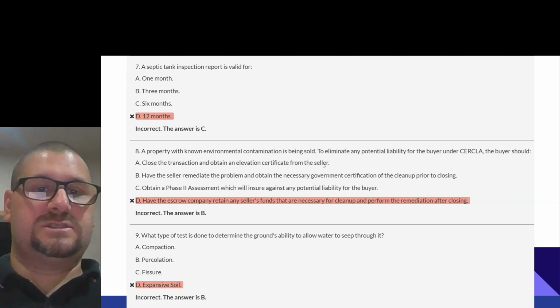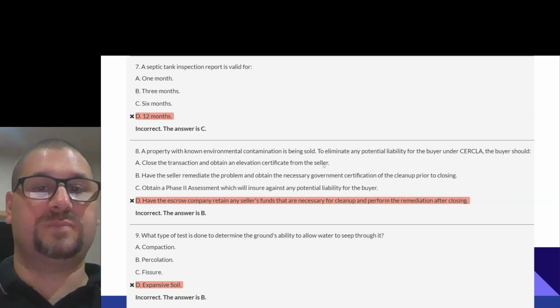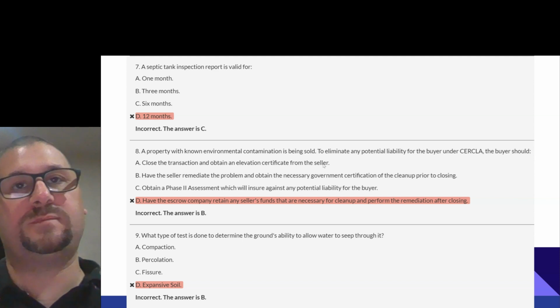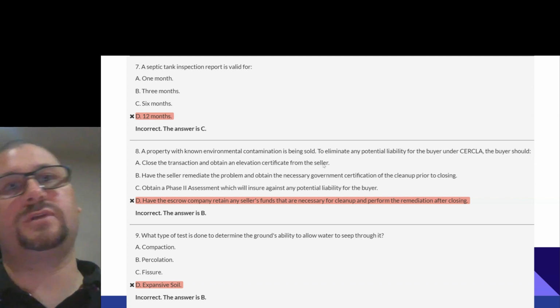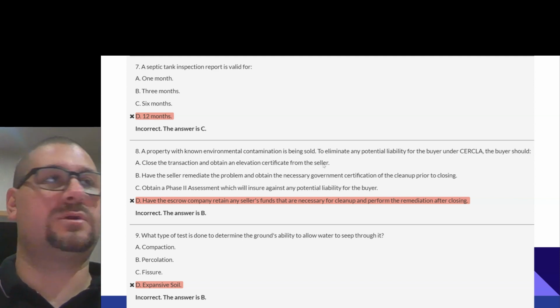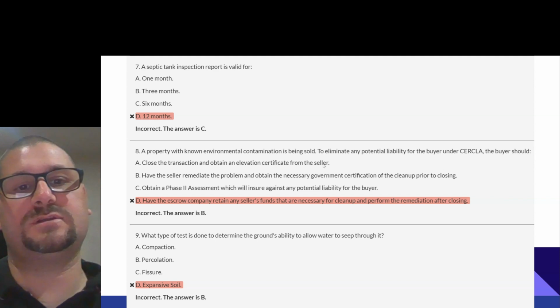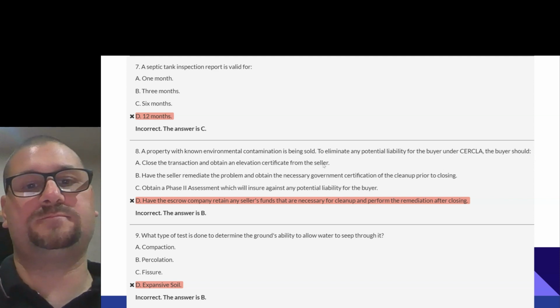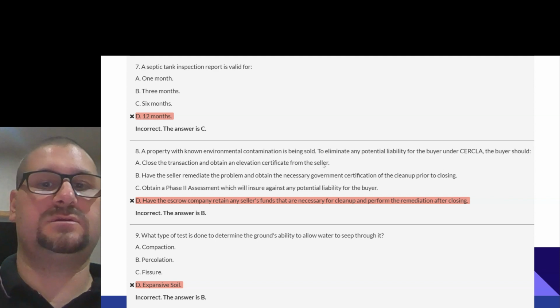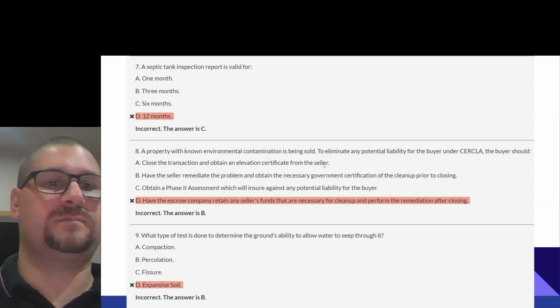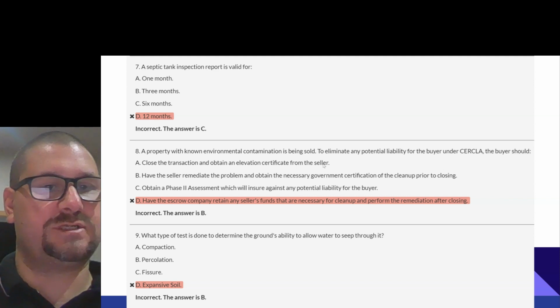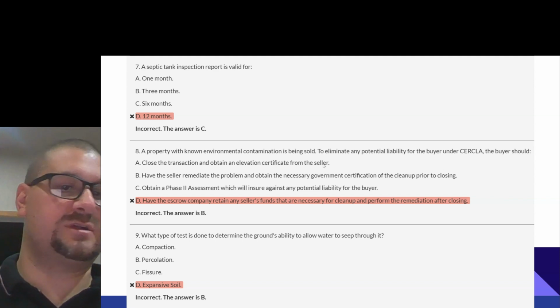So what type of test is done to determine the ground's ability to allow water to seep through it and also to drain? That is a percolation test, where the ground's ability to seep through the water. So is it compaction? No. Fissure? No. Expansive soil? No.